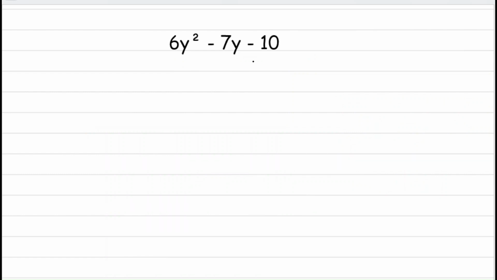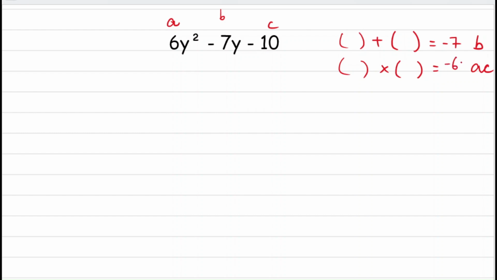Next, 6y squared minus 7y minus 10. Again, let's look for two numbers which give me b on adding. And what is b here? Negative 7. And the same set of numbers, when multiplied, give me the product of AC. This is A and this is C. What is 6 times minus 10? Minus 60. So I want minus 60 as the product.